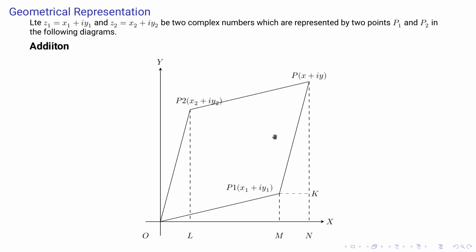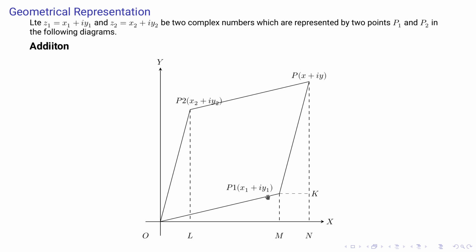So once we have moved this here, if you drop a perpendicular here, and a perpendicular here, and perpendiculars over here, then OL will be equal to MN, which will be equal to P1K. And P1M will be equal to KN, which is y1. And KP will be equal to P2L.